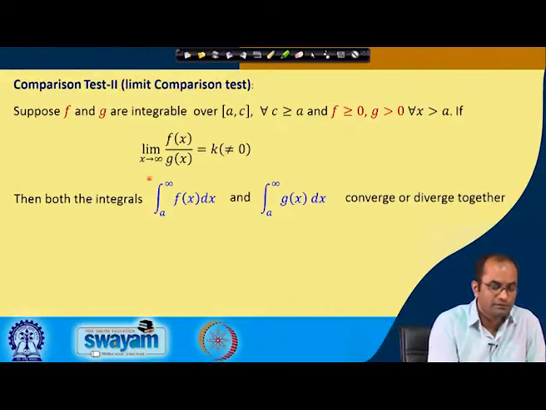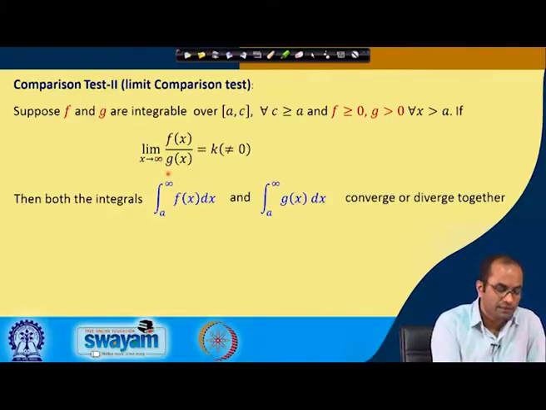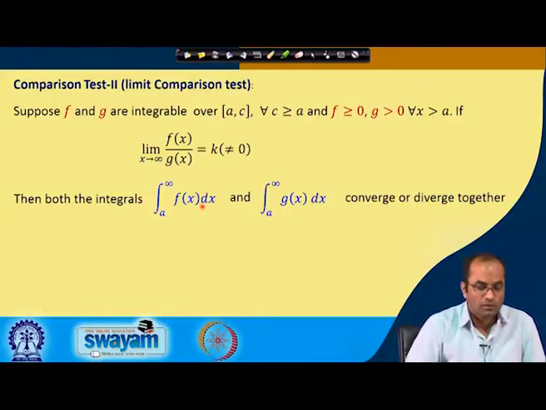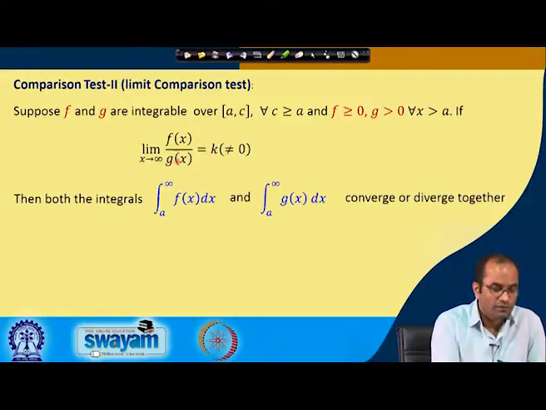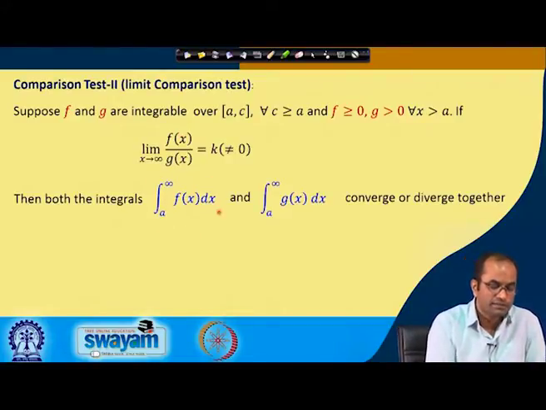Because of this reason, we have the problem when x approaches infinity, and what we have observed is that f(x) and g(x) behave similarly as x goes to infinity. In that case we can easily conclude that the integral from a to infinity of f(x) dx and the integral from a to infinity of g(x) dx either both converge or both diverge, when we get this limit k as a non-zero number. We are not proving all these results, but by intuition we can see that they hold.